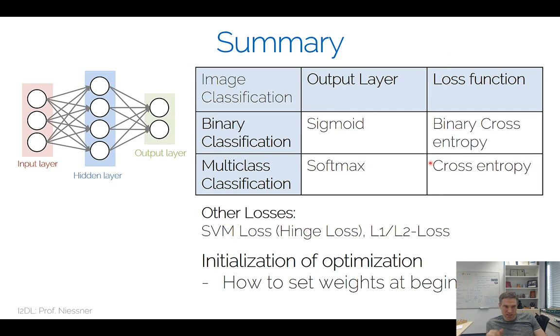We talked about other losses, like the SVM loss. Practically, most people don't use SVM losses. The reason why we introduced it here is for you to have an understanding of how loss functions work, and why the binary cross entropy loss is so useful. And we talked a little bit about the activations afterwards, and we talked about how we initialize the optimization and set the weights accordingly.